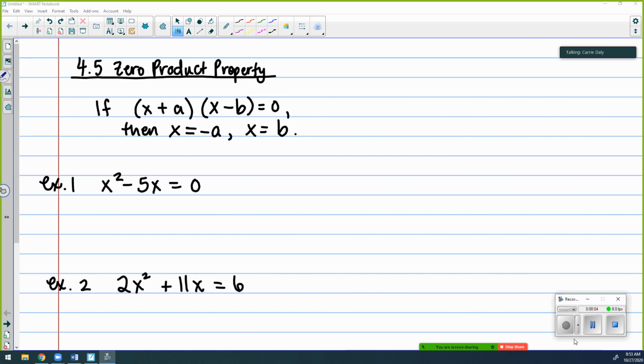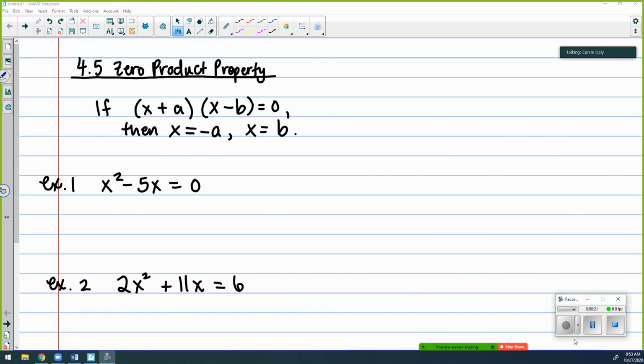Today's video, we're going to take a look at 4.5, the zero product property. We still have to factor, but in these problems, you'll notice that there's an equal sign. Our first goal is to get each problem set equal to 0, and then we'll factor, and then we just take each factor, set it equal to 0, and solve for x.